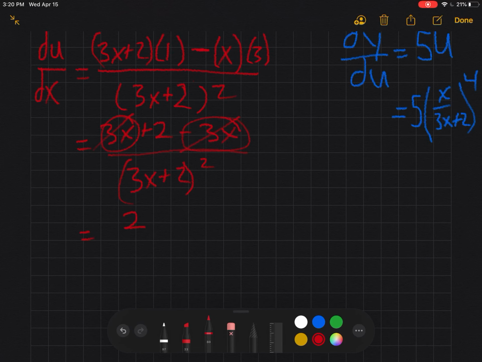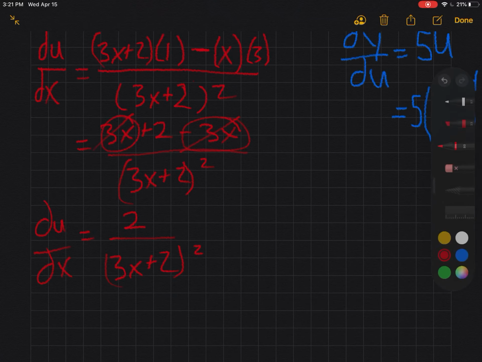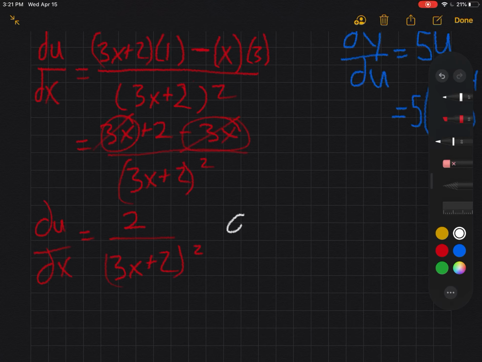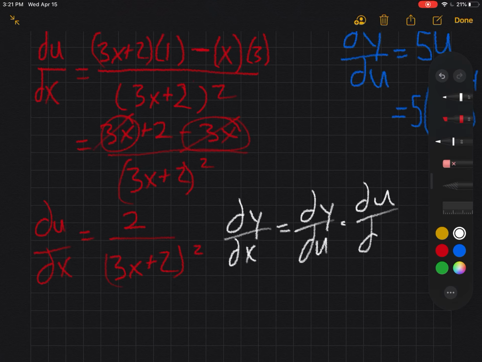So let's do some simplifying. This gives us 3x plus 2 minus 3x all over (3x plus 2) quantity squared. I have a positive 3x and a negative 3x, so those add up to 0. And I'm left with 2 over (3x plus 2) quantity squared. So now I know what is dy/du, and I know what is du/dx. So I'm going to take these pieces and multiply them in.